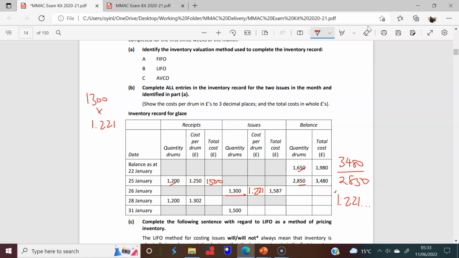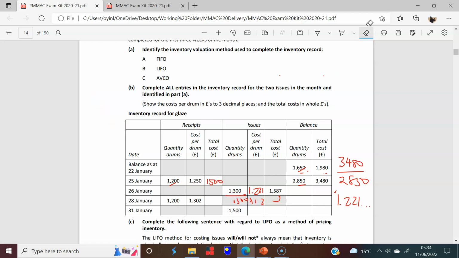If you were to use a FIFO method, then we know that all of those goods should have come from the first batch. So let me find out what the cost per unit is: 1,980 divided by 1,650, and that's £1.20. 1,300 times 1.2 will not get you to this. So it's not FIFO, and you could then argue maybe it is LIFO.